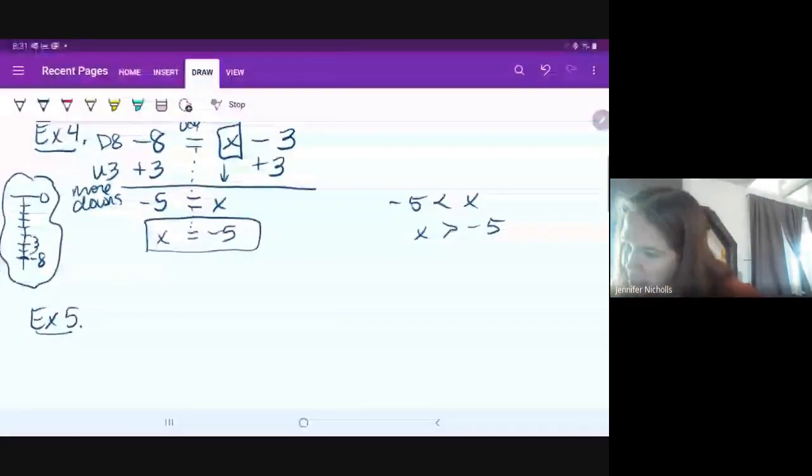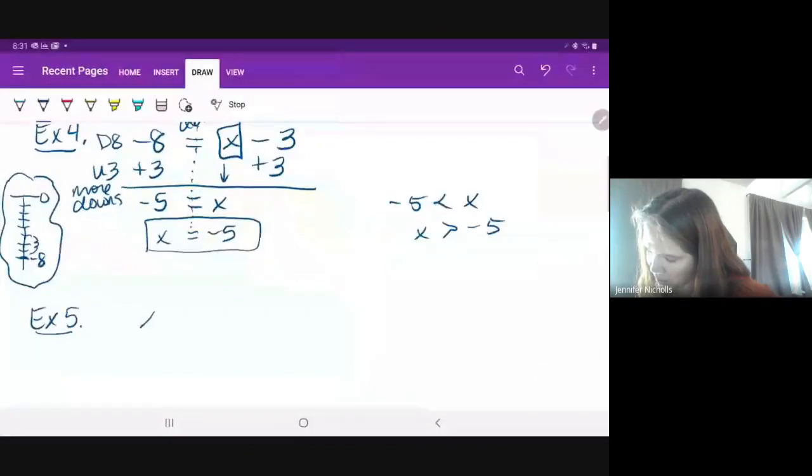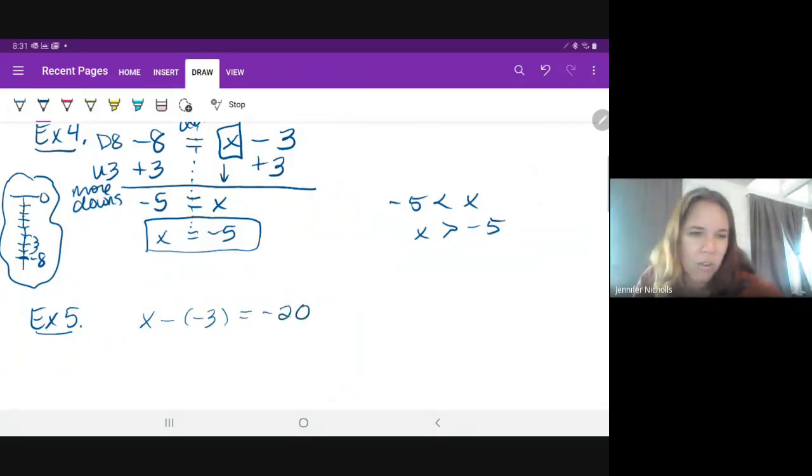Okay, so example 5. This one is very rare. You're not going to see this one very often. This one is really just for this first section, because this is a very infrequent question. Usually in high school math, they don't write x minus -3. It's very rare, but there is one like this in the book, so I want to make sure that you're able to do it.